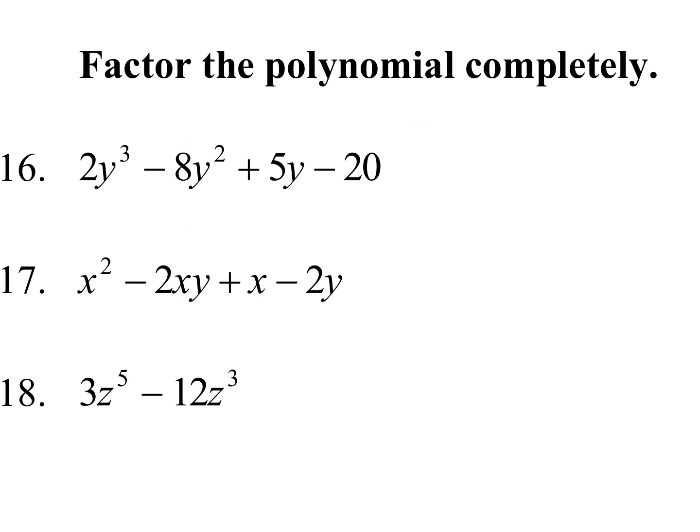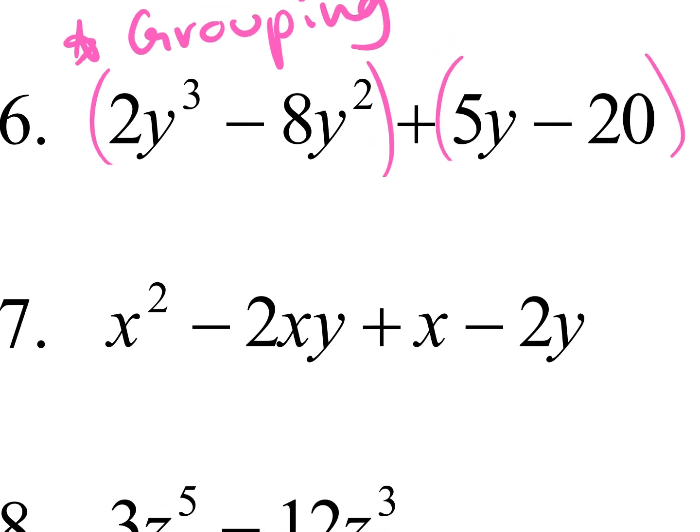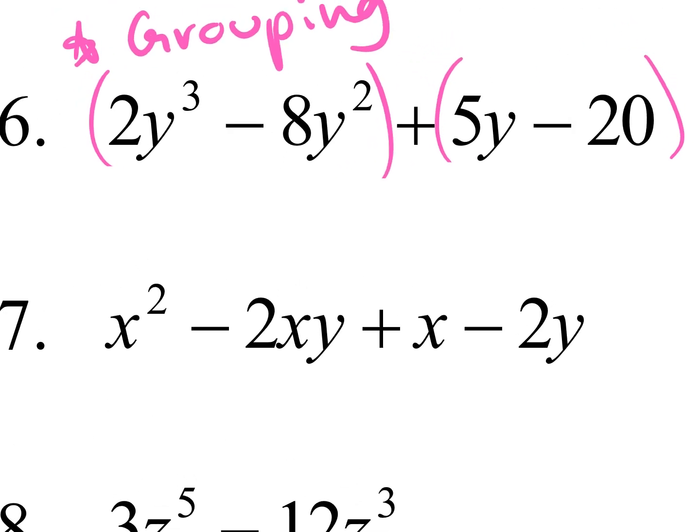Let's do 16. So here we're factoring. When we have four terms, we factor by grouping. So group the first two, group the second two. Take the GCF out of each group. So in our first group, our GCF would be 2y to the second power. When we divide that out of our first group, we're left with y minus 4. Second group, we take the GCF out, which would be 5, and we're left with y minus 4.